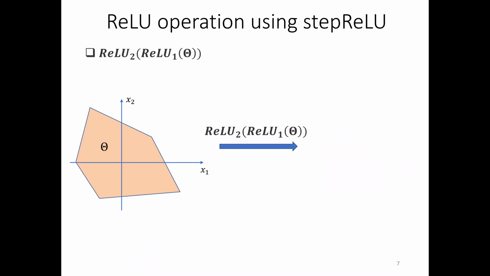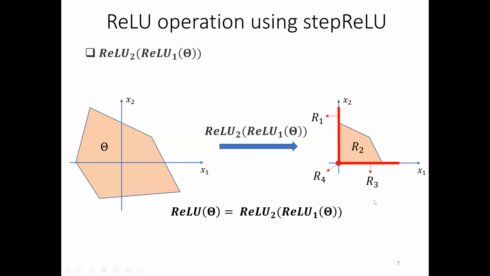And then we said the ReLU operation using step ReLU. Basically, the ReLU operation we need to do to compute the reachable set for a single layer can be transformed into a sequence of step ReLU operations, right? And I already showed how to do it. After a sequence of step ReLU operations, we get the final reachable set of a ReLU operation, right? Here, on a single polyhedron, we get 4 polyhedra. Okay. So when you generalize these ReLU operations, if you have a layer with n neurons, you need to perform n step ReLU operations to compute the reachable set for the layer.